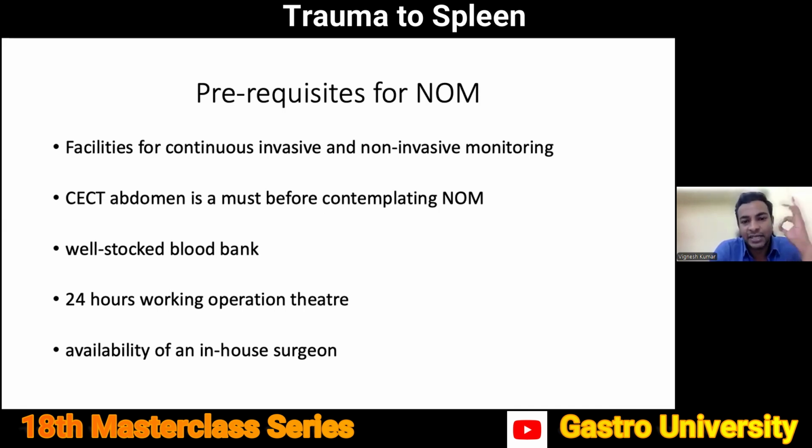CECT, like I've mentioned, is a must before contemplating non-operative management, in that it gives you the injury and any associated injury, whether we are dealing with vascular injuries. All these things are easily picked up on a CECT of the abdomen. One should also have a well-stocked blood bank and a 24-hour operating room, along with availability of an interventional radiologist.